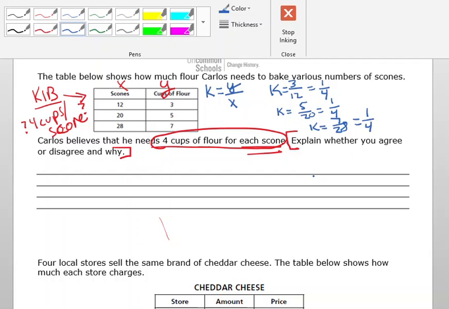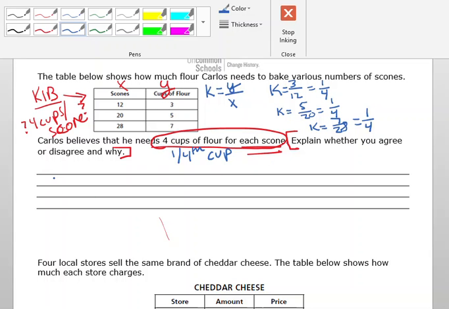So it turns out that our friend Carlos is wrong. You don't need 4 cups of flour for each scone. You need 1/4 cup for each scone. And of course, when I think about it, it's ridiculous, the idea that I would put 4 cups of flour in a scone. So, Carlos was a little bit off. If he made you scones, they might not taste that great.